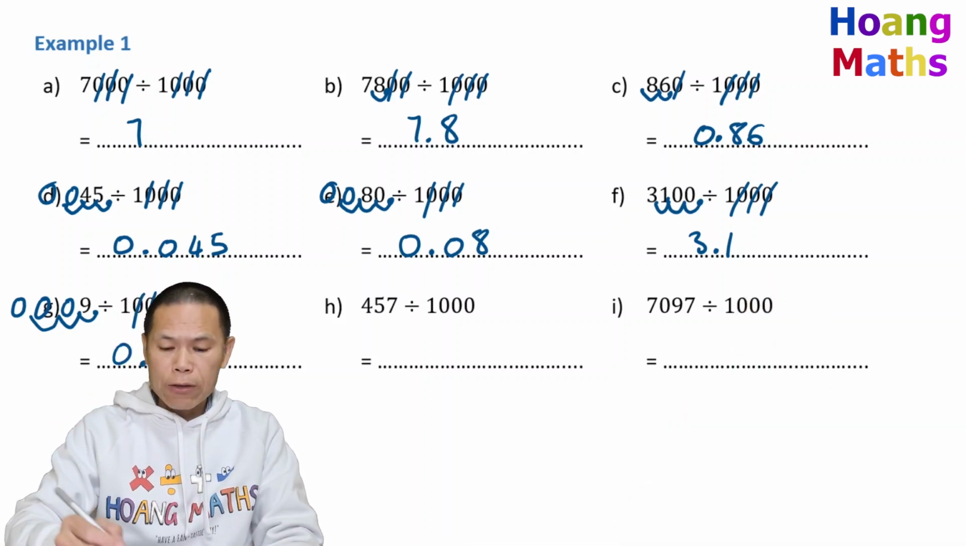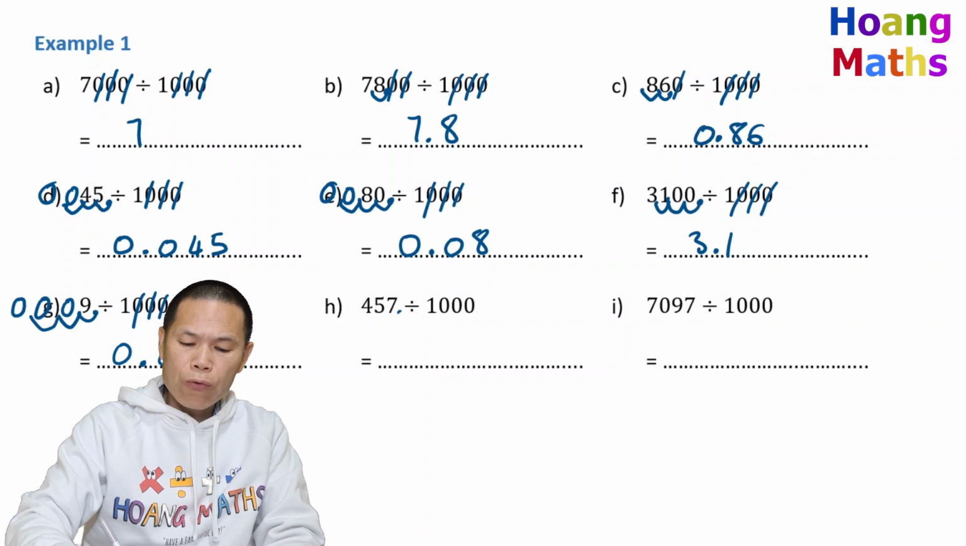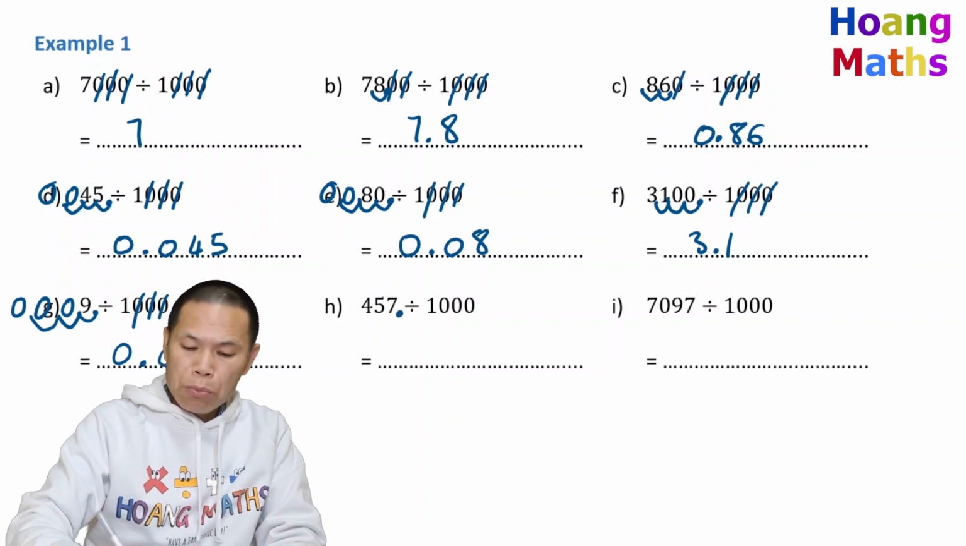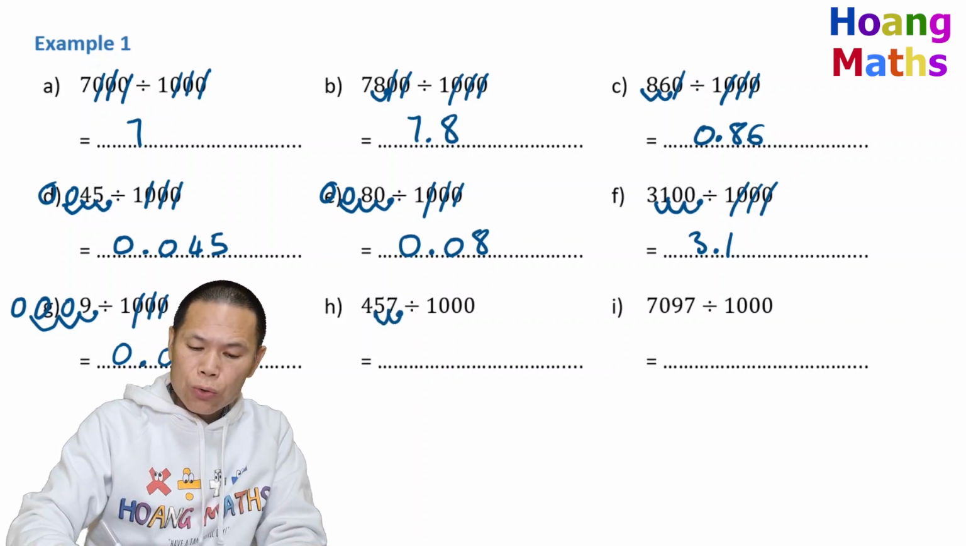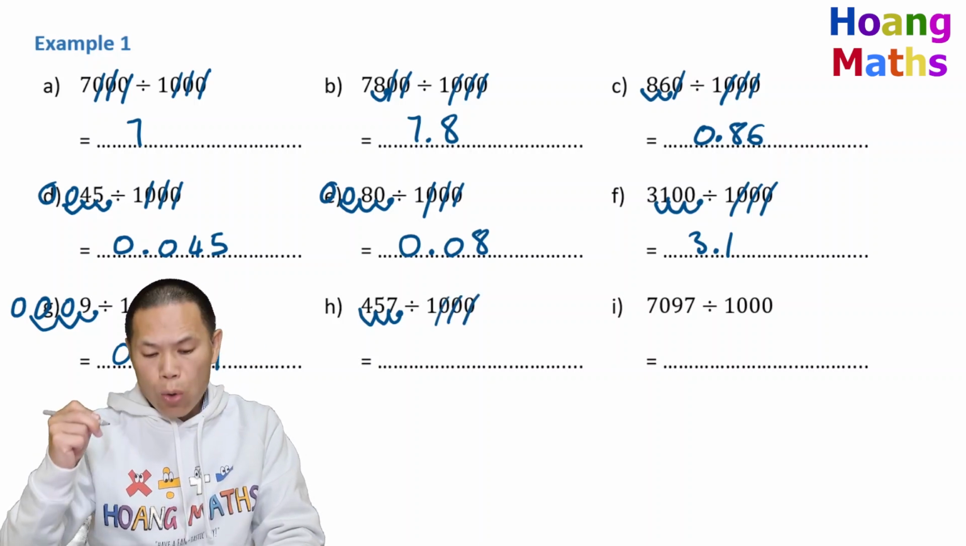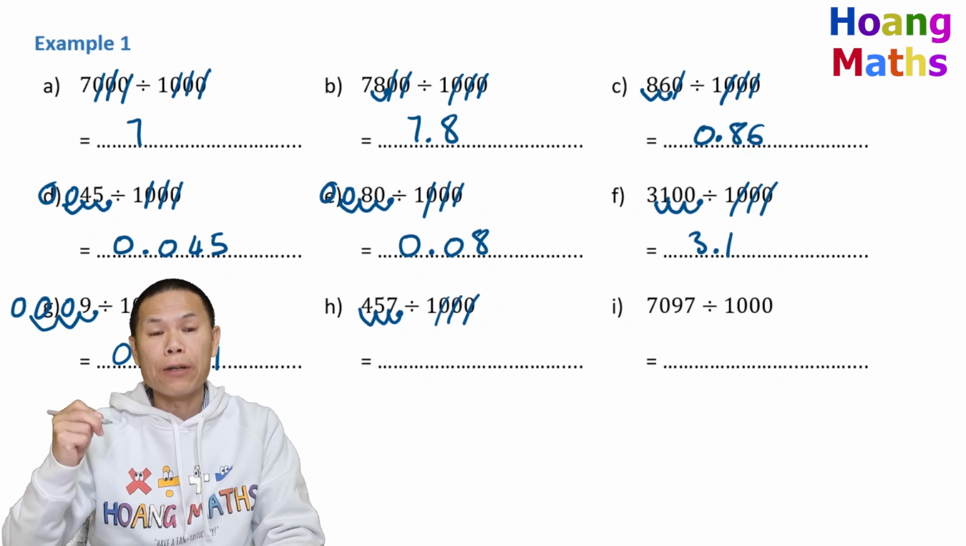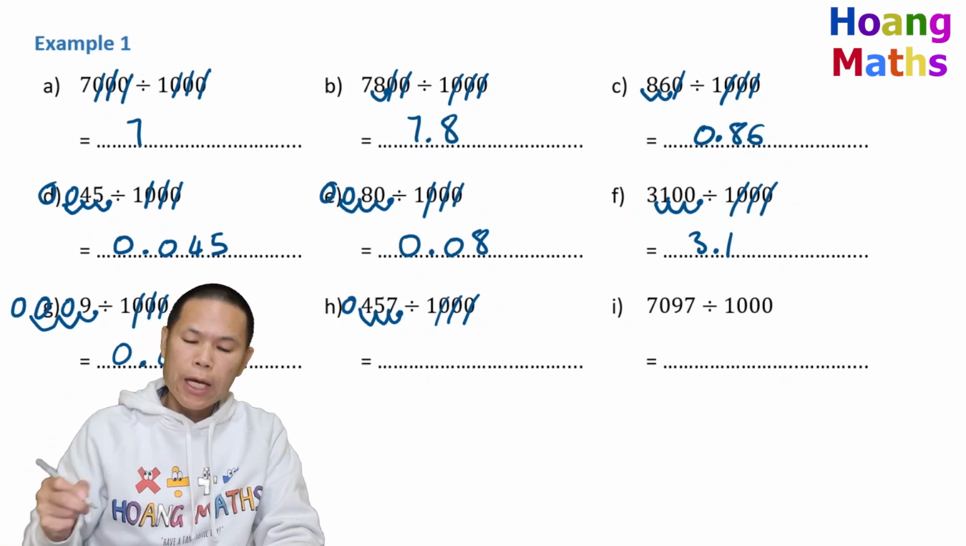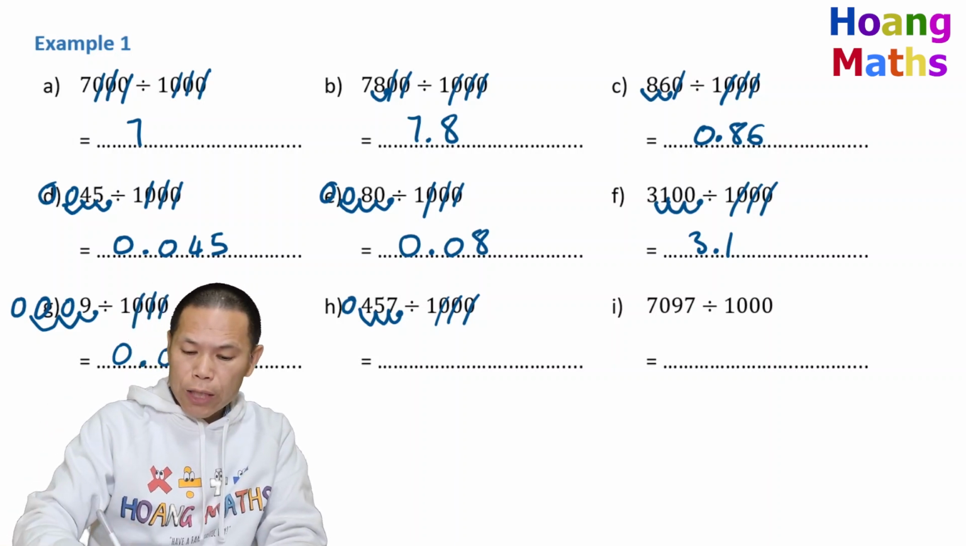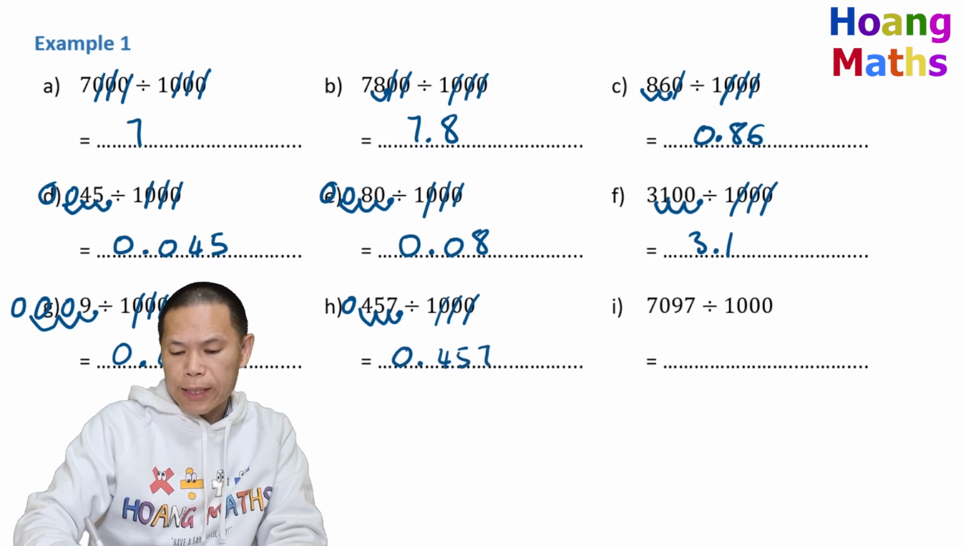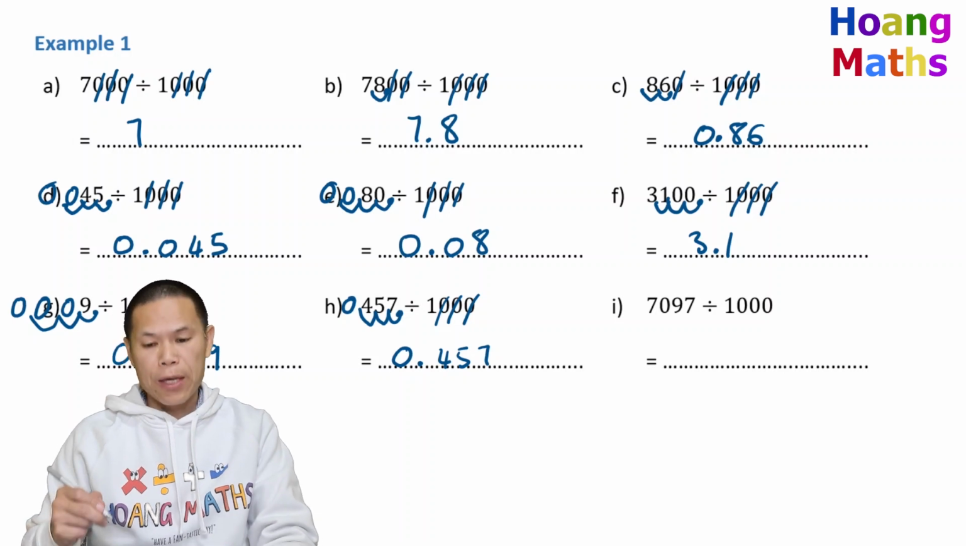Part H. 457 divided by 1,000. So we have a decimal point right at the back here. So we just move 1, 2, 3. There you go. 0.457. But we can put a 0 in front here. It just looks simpler. So that is 0.457. That's the answer.